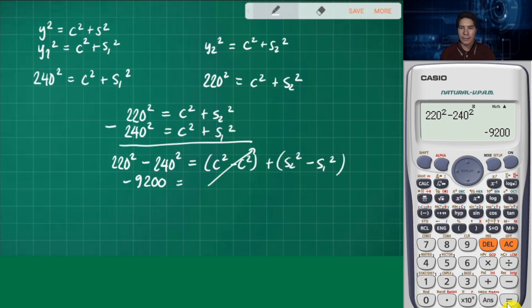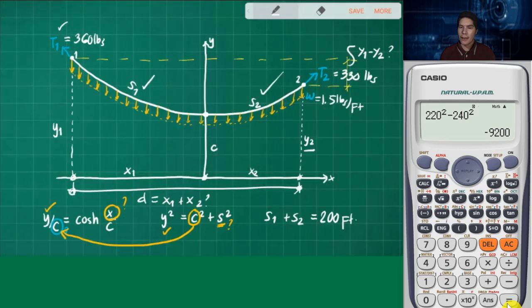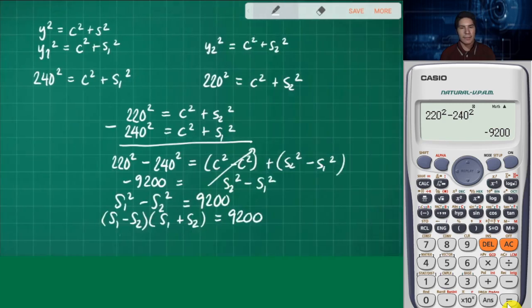So we have s of 2 squared minus s of 1 squared. So I want to be paired with the negative, so that's also on top. So we have s of 1 squared minus s of 2 squared equals 9,200. Okay, so pwede natin i-factor out yung s of 1 minus s of 2. So that becomes s of 1 minus s of 2 and s of 1 plus s of 2. So this becomes 9,200. So ngayon, meron tayong value s of 1 plus s of 2 is 200. So pwede natin substitute yan.